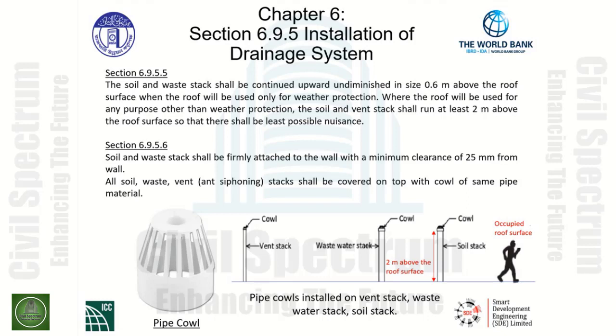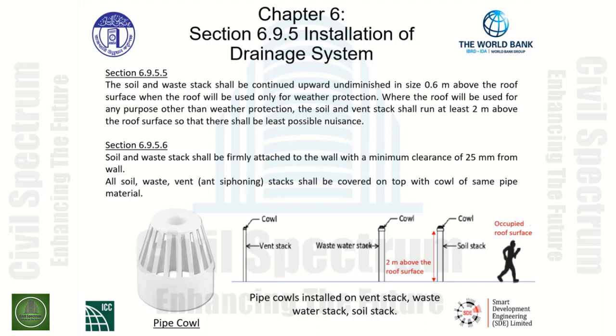Section 6.9.5.5, the soil and waste stack shall be continued upward undiminished in size, 0.6 meters above the roof surface, when the roof will be used only for weather protection. That gives us a requirement initially if we use the roof not as an occupiable space. We have a minimum dimension of 0.6 meters above the roof surface.